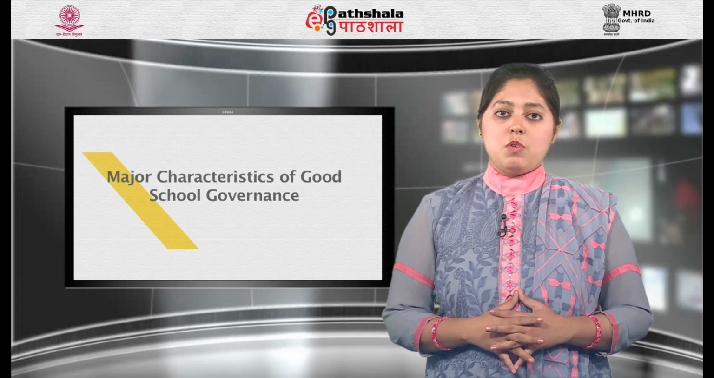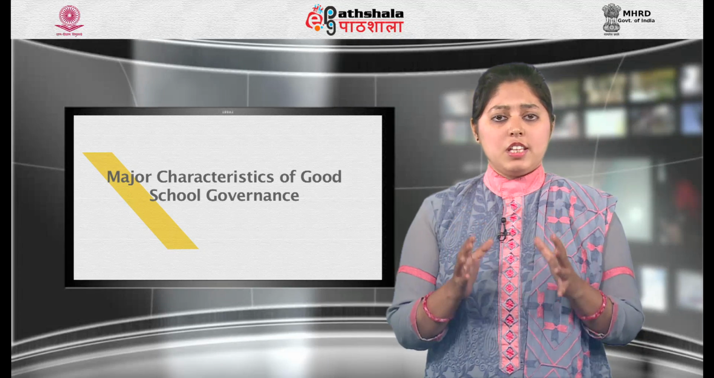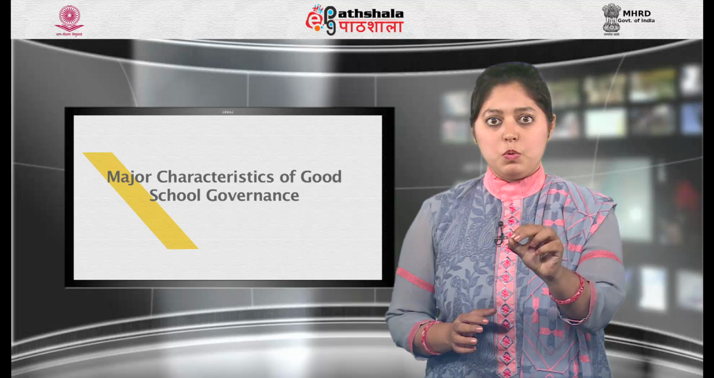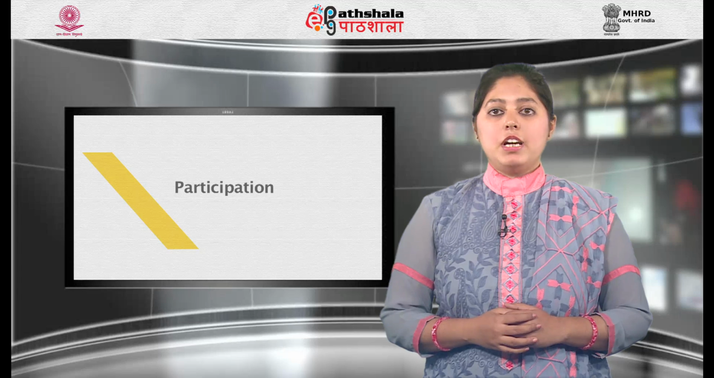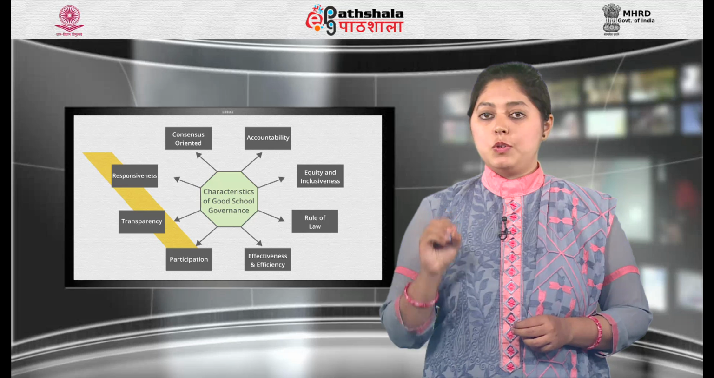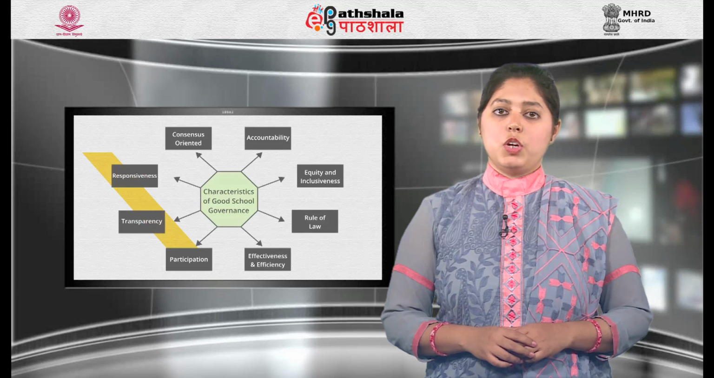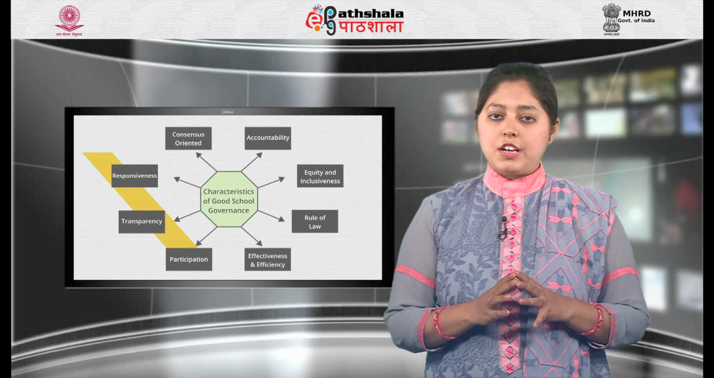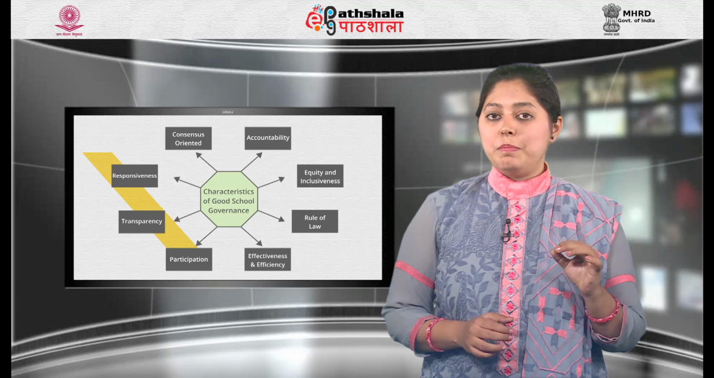Now we will talk about the major characteristics of good school governance, like how we can say that governance of a particular school is good or not. Here in this flowchart, you can see different characteristics of school governance. First is participation. The participation by parents, teachers, community members and pupils is a key to good school governance. Second is rule of law. Good school governance requires fair legal frameworks that are enforced impartially. It also requires promotion or protection of human rights.